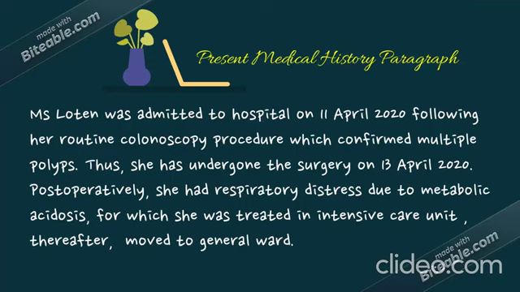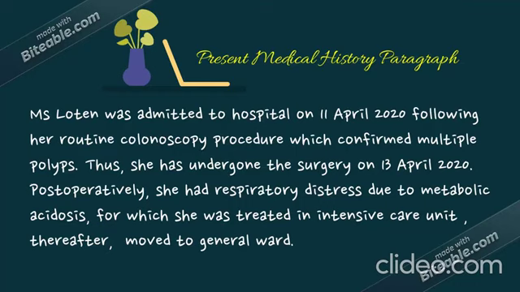The first, we will start with the routine colonoscopy. We can write like this: Miss Loten. Hereafter, you should not write Miss Sydney Loten, only the surname. Miss Loten was admitted on 11 April 2020 following her routine colonoscopy, which confirmed multiple polyps. Thus, she underwent surgery on 13 April 2020. So she had the colonoscopy procedure on 11 April 2020, in which multiple polyps were found, for which she was admitted to the hospital and underwent the surgery on 13 April 2020.